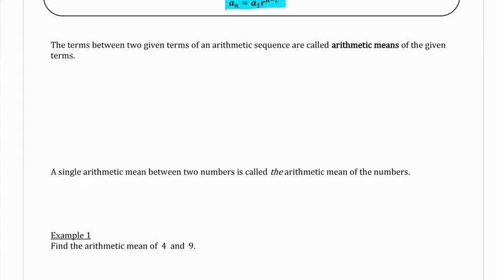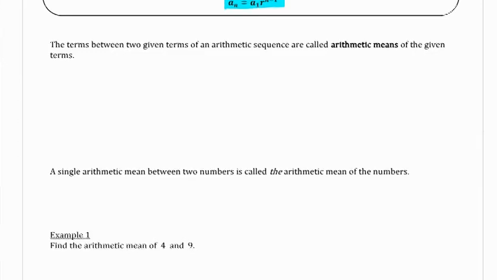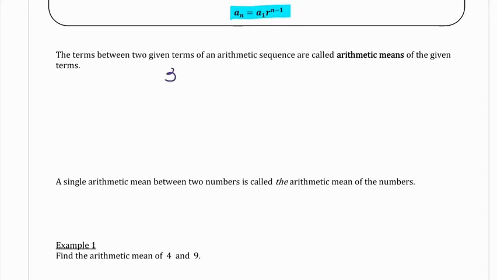So for instance, if I make a sequence that's arithmetic, we'll keep it simple. Let's do 3, 5, 7, 9, 11. That is an arithmetic sequence because to get the next term in the sequence, I'm just adding 2 every time. 3 plus 2 is 5, 5 plus 2 is 7, and so on. So if I look at the first and last term, 3 and 11, all of the terms in between the 3 and the 11 are arithmetic means.